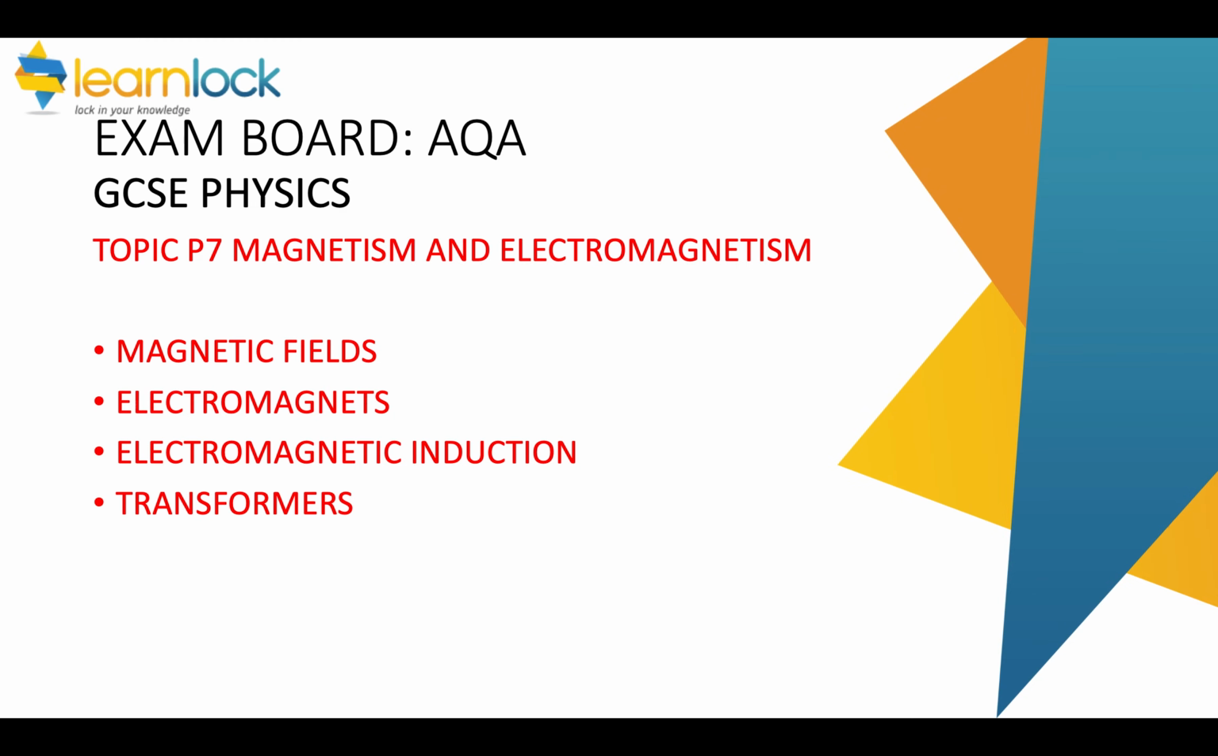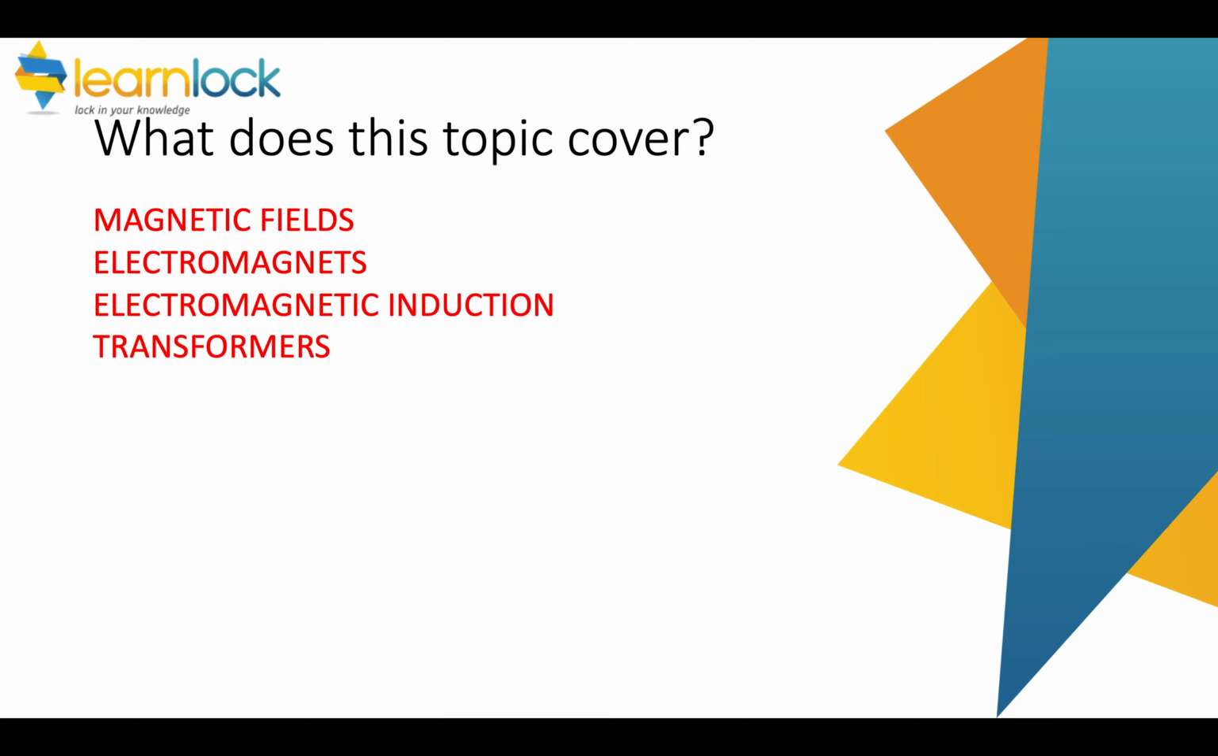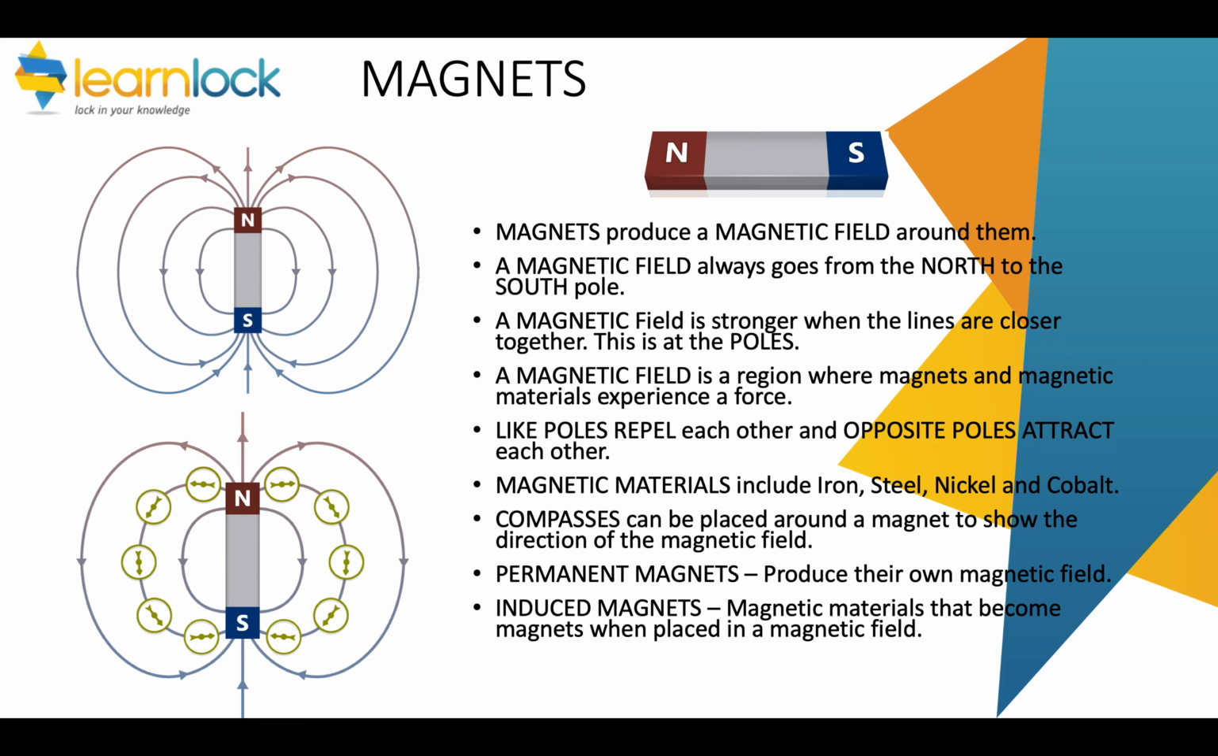Hello and welcome to the GCSE Physics tutorial for topic P7 Magnetism and Electromagnetism. This tutorial will cover magnetic fields, electromagnets, electromagnetic induction and transformers.